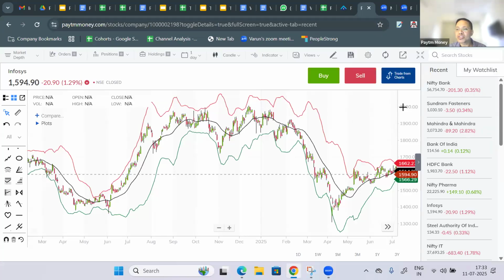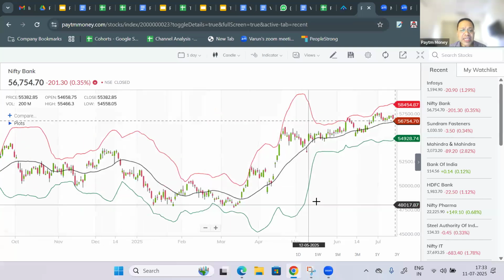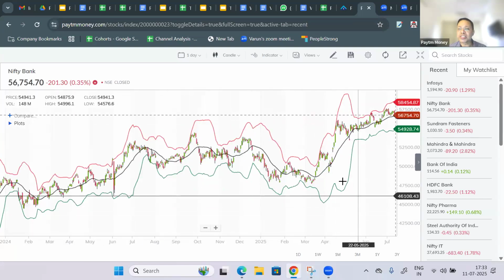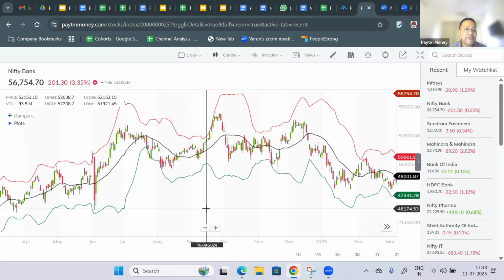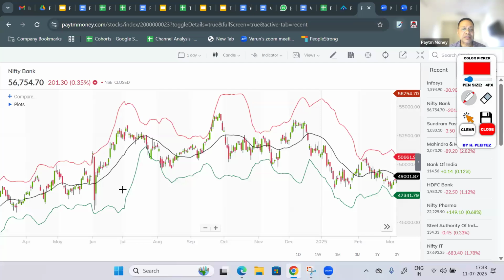Now, let's try to see some other stocks. Nifty. Okay, again, this is Nifty. Most of the time, it is within the range. Very rarely, the price has gone beyond the 3 standard deviation mark. One mark we can say here.